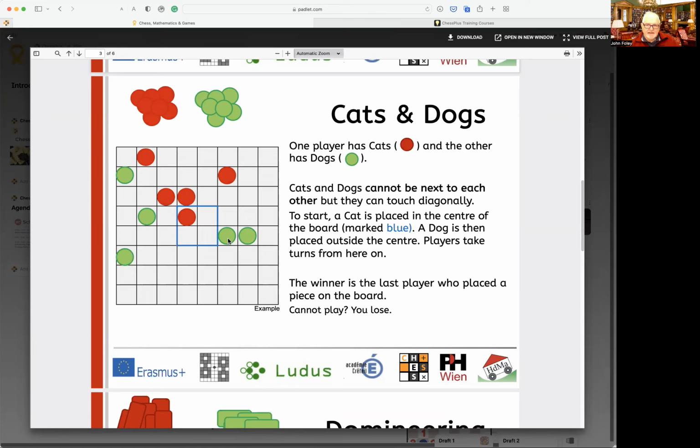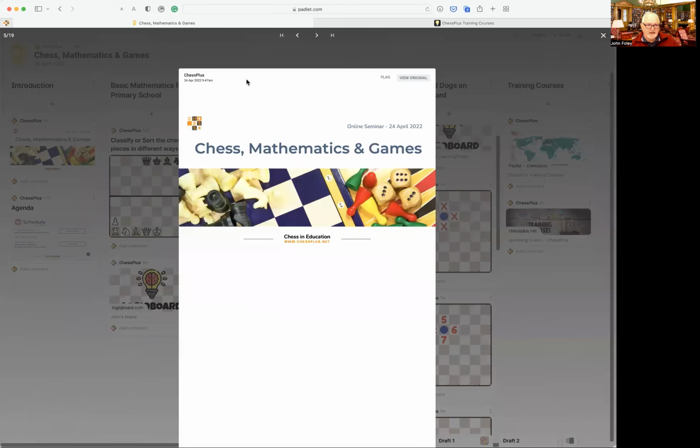And then the players alternately place a piece on the board anywhere they wish, subject to the rule that they mustn't put their piece next to one of their opponent's pieces. And the winner is the last player who placed a piece on the board. So that seems to be fairly straightforward, you would have thought. Okay, let's have a look.